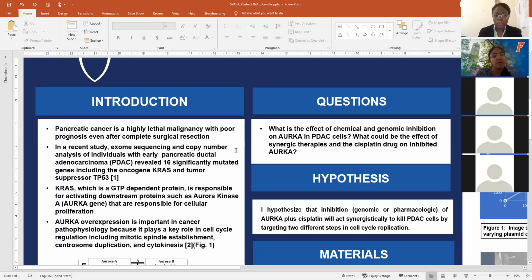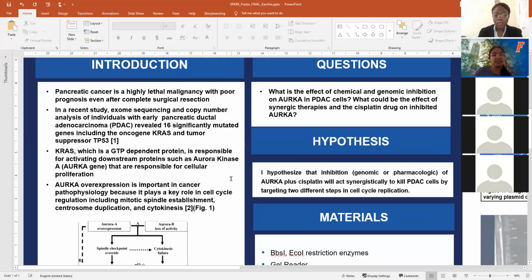Have you read about what types of research there are, for example, in pancreatic cancer? And based on that, how did you come up with your project? So I structured my introduction in that manner. I started with what is pancreatic cancer? Then I found there was research looking at exome sequencing and copy number analysis. And after that, I go on to look at the different proteins.